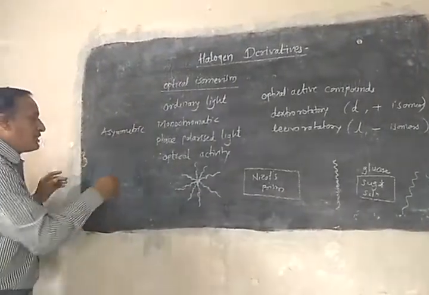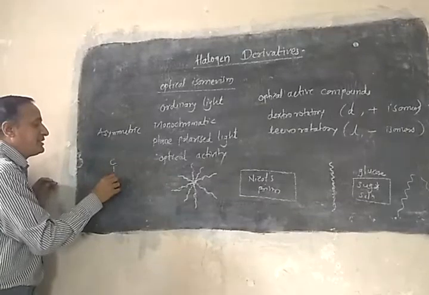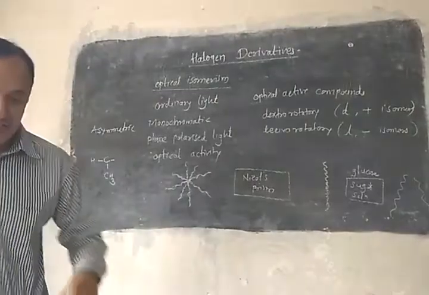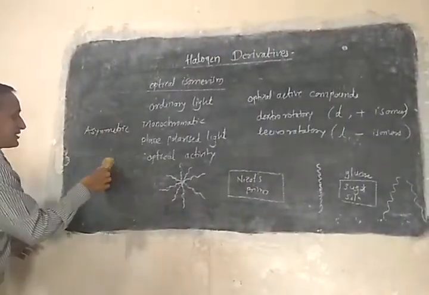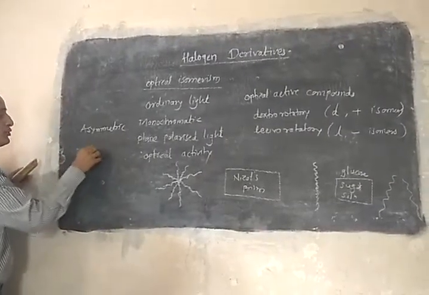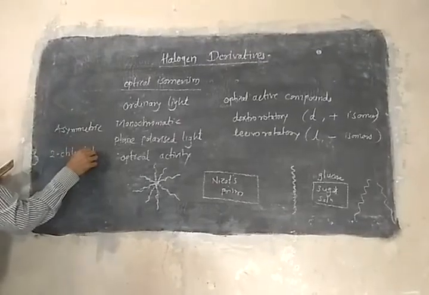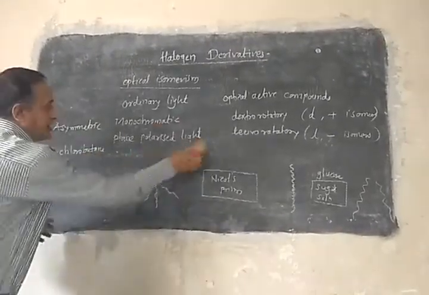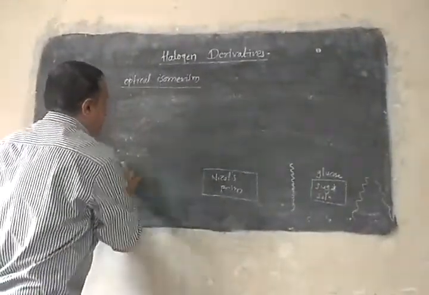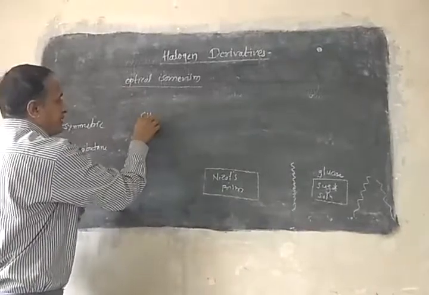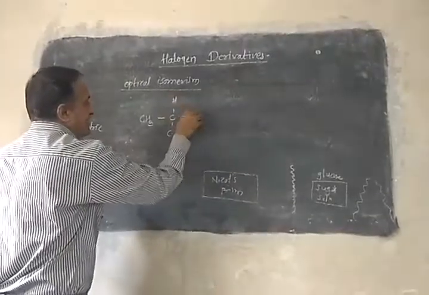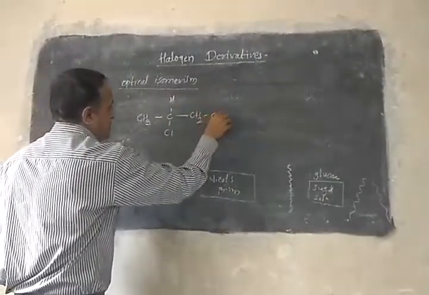For example, we could take lactic acid. Sorry, we have started with halogen derivatives, so better we take the example of an alkyl halide. We'll take the example of 2-chlorobutane. Now I will write the structure of this 2-chlorobutane over here. It is CH3, C, here Cl, and here I will write H, here CH2, CH3.